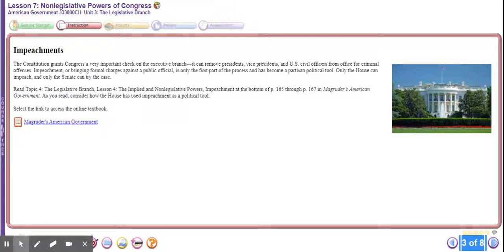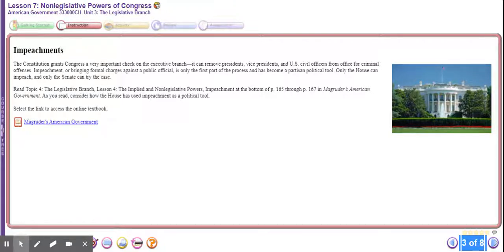It can remove presidents, vice presidents, and civil officers from office for criminal offenses. Okay, impeachment, or bringing formal charges against a public official, is only the first part of a process and has become a partisan political tool. Only the House can impeach, and only the Senate can try the case.